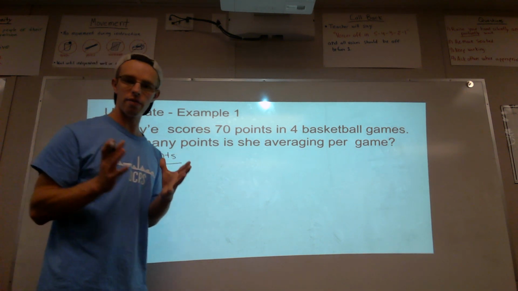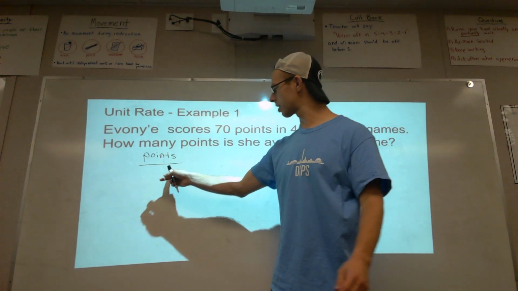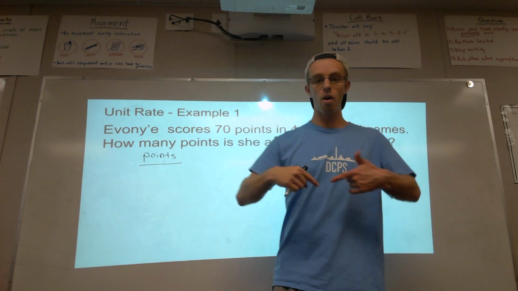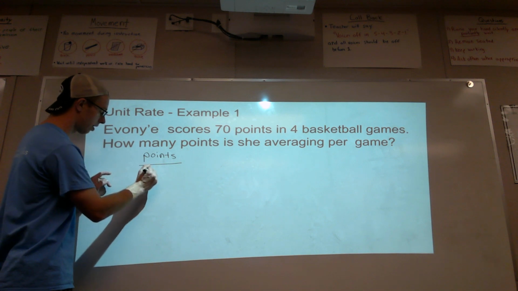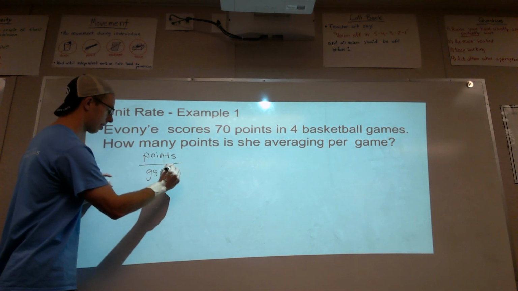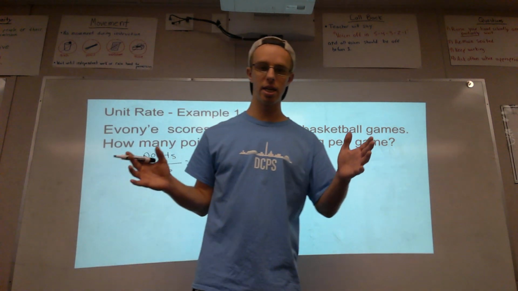And you can think about the fraction line. This fraction line really is just a division symbol, or per. It can literally mean the word per. So I have points per game. That's how I'm going to write it out. Points per game.